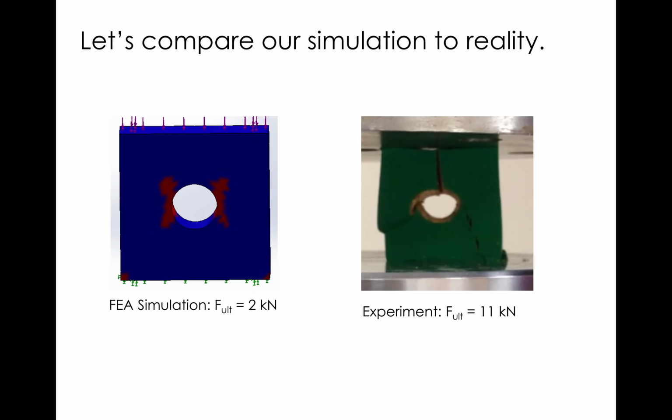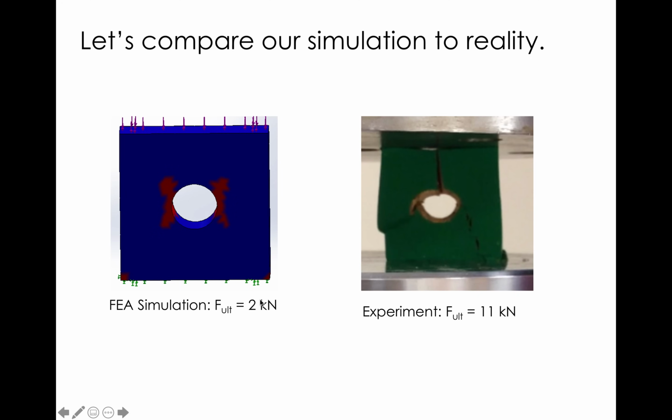So let's compare our simulation to reality. On the right-hand side here is a close-up image of the failure. Failure happened at 11 kilonewtons, which was our max there. 11 kilonewtons, and we had this kind of threefold pattern here, a vertical split and then a split out to the side.